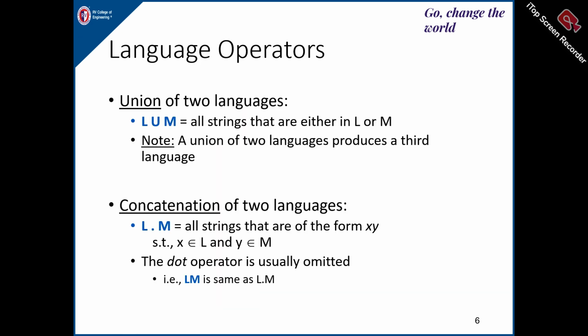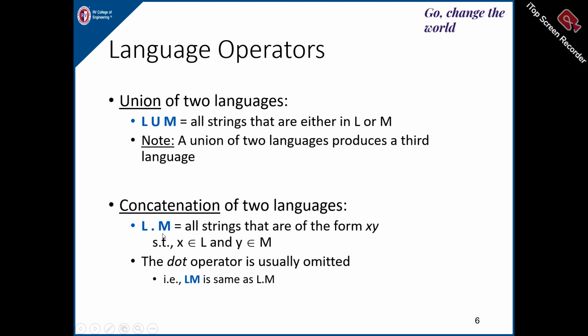Next we'll see the union of two languages. Suppose L is one language and M is another language. L union M will contain all the strings which either belong to L or belong to M. So the union of these two languages produces a third language. The union of two languages will also be another language.